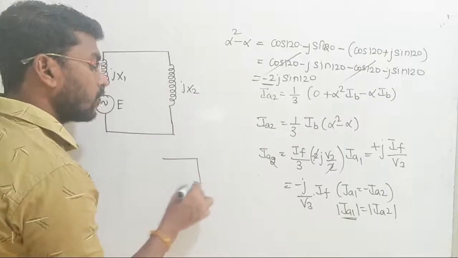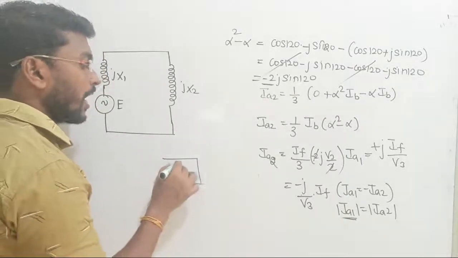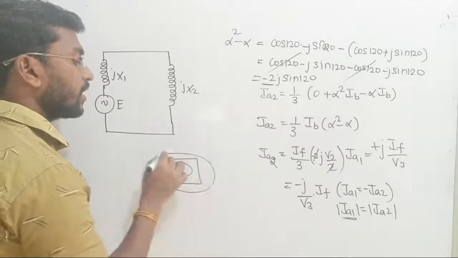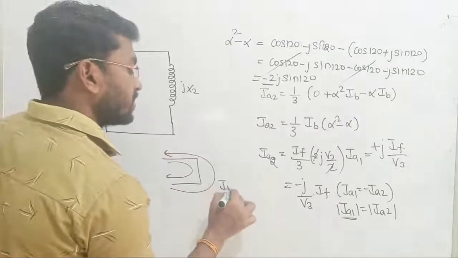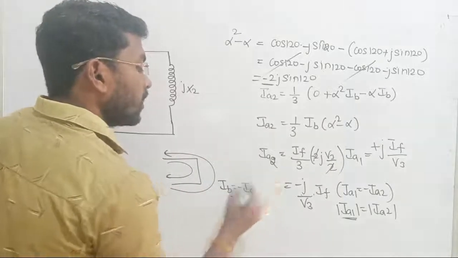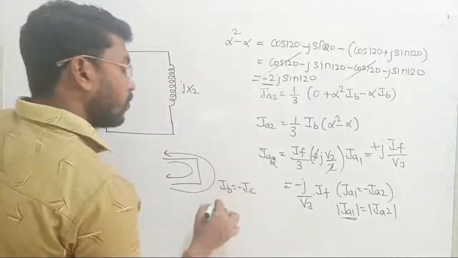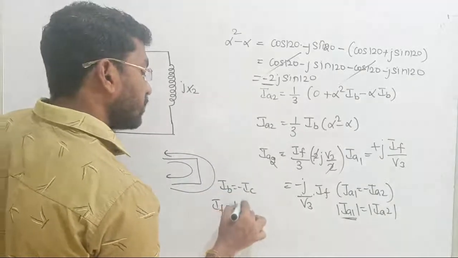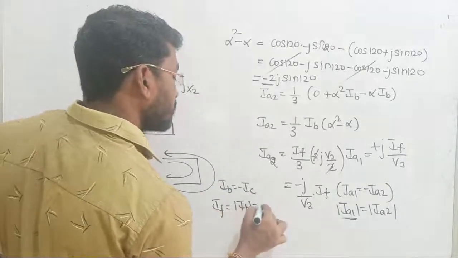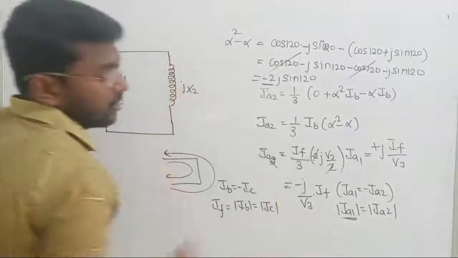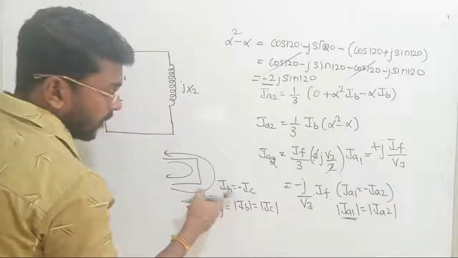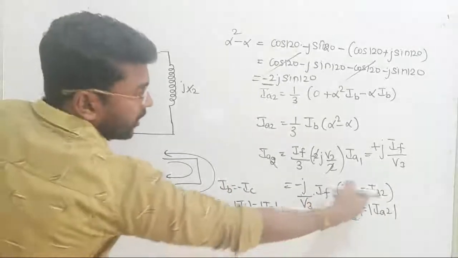So how do phase B current and phase C current travel? IB traveled like this and IC traveled like this, such that I was writing IB is equal to minus IC. Yes or no? So for the fault current, I told you to consider the magnitude alone, no need of the rest of the things, right? In the same way, IB equal to minus IC, IA1 is equal to minus IA2.